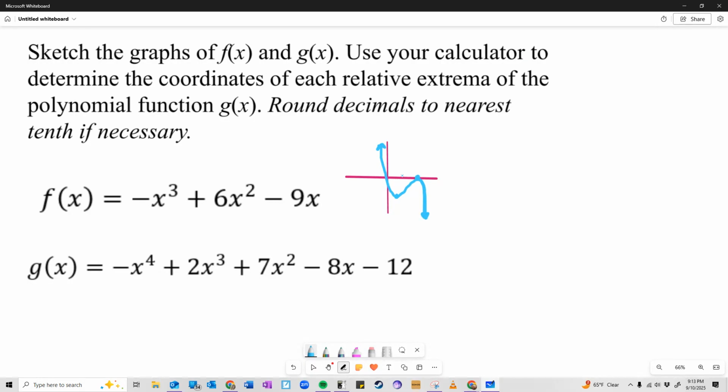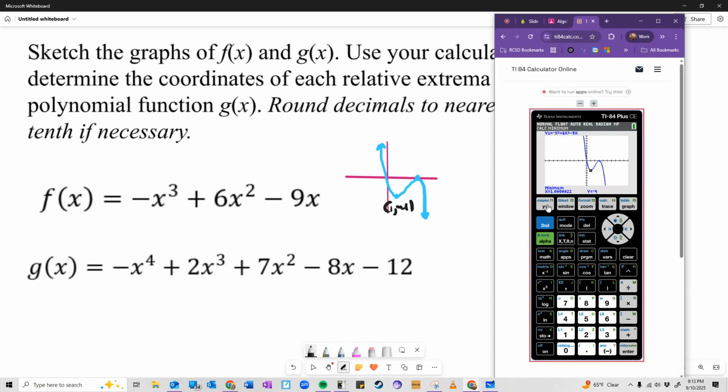And it says round decimals to the nearest tenth if necessary. I don't think it's necessary for this one. This is just 1 comma negative 4. And then to find this maximum point, see how it goes, it's increasing and then it stops and then it starts decreasing. That's how I know it's a relative max.